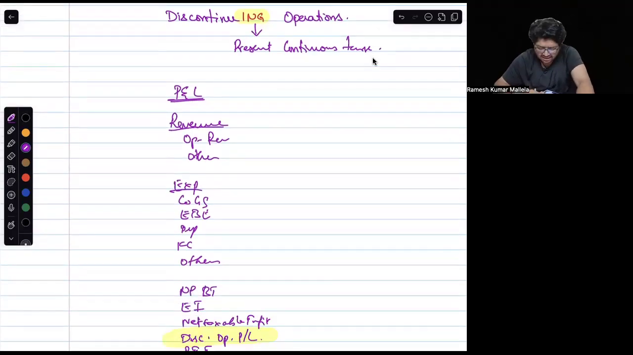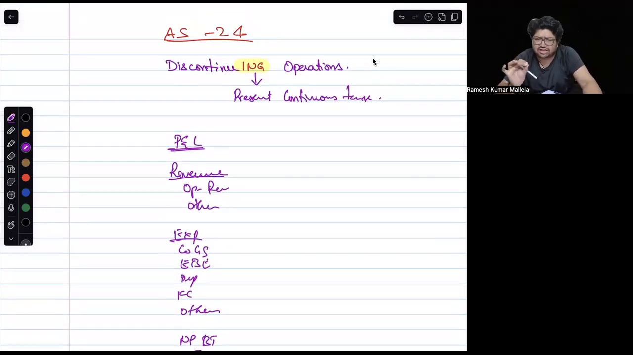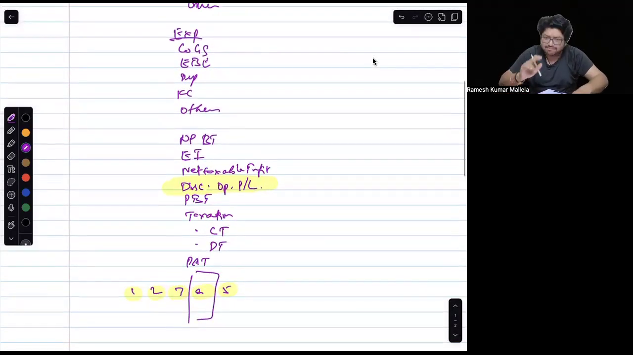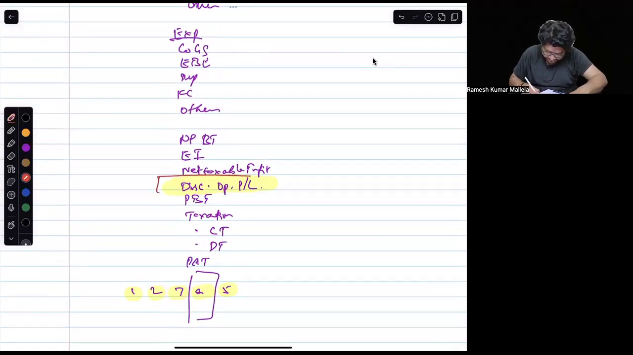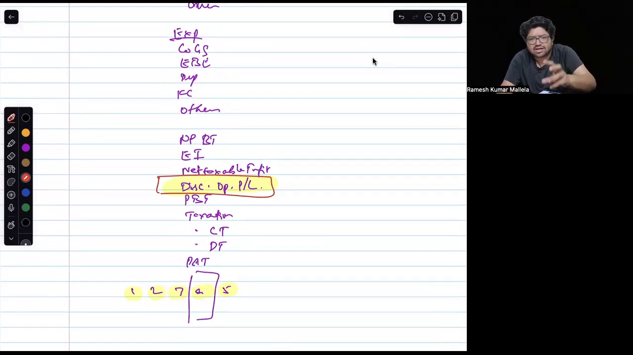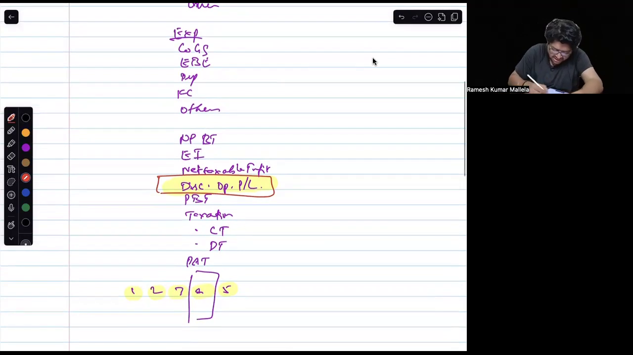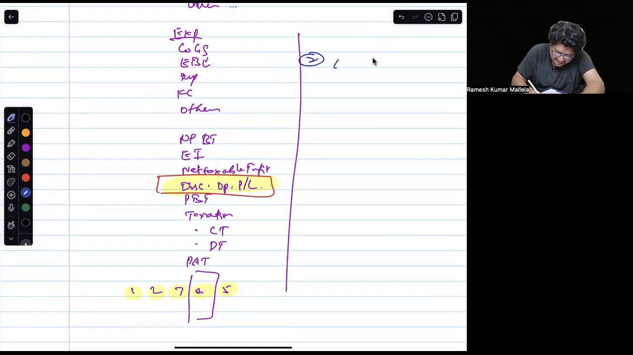See, very simple. What has to be presented for discontinuing operations is very simple. In P&L, you have to show this line separately. In balance sheet, you have to show assets which belong to discontinuing operations as a separate category. You cannot any further show it as part of your assets and liabilities. So the second place where you will see impact is assets belonging to discontinued operations, not part of all other assets.